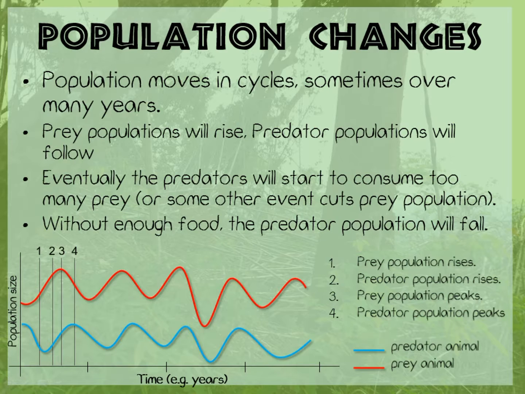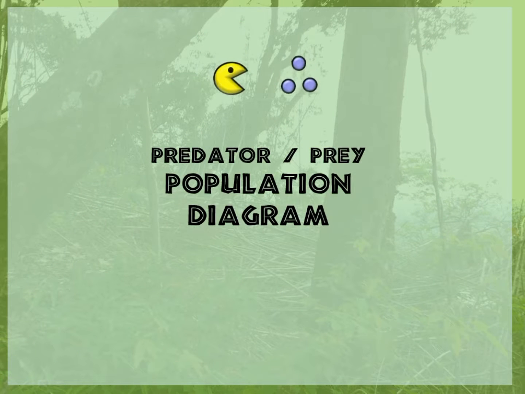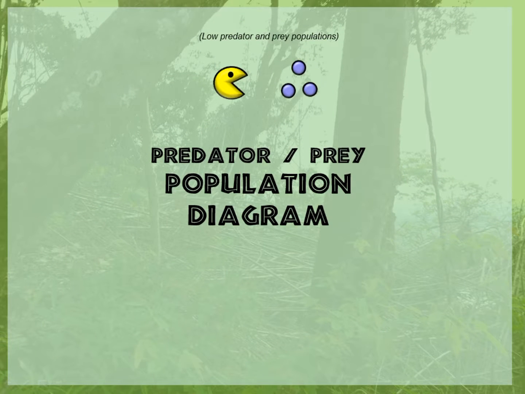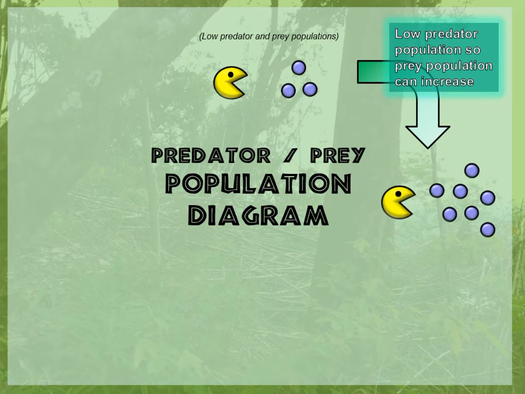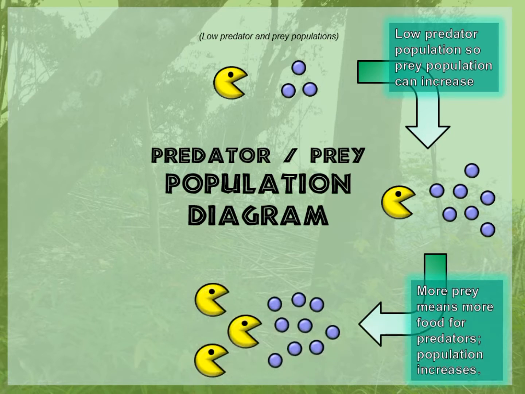So that is a population change cycle represented on a line graph, but let's just have a look at a slightly more simplistic diagram. So, starting with a low predator and prey population. Because there is a low predator population, that means that the prey population can increase. However, this now means that there is more food for predators, so their population can now increase.